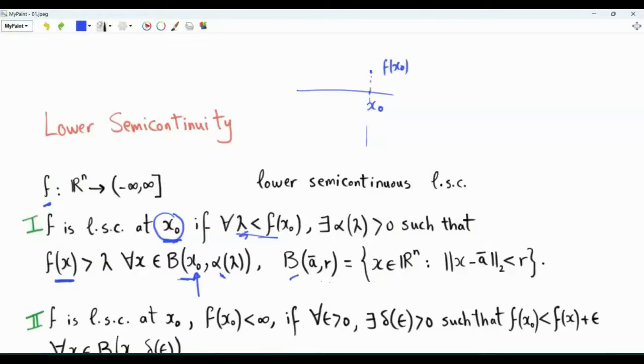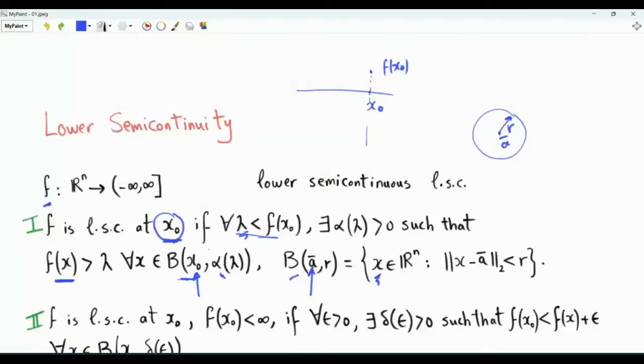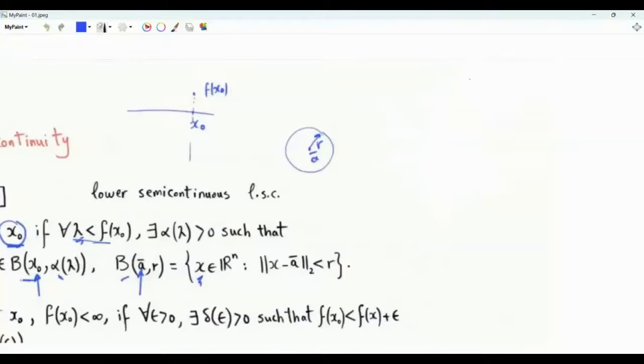The notation that I'm using here, B of a bar comma r. So this is in the n-dimensional space. This is a ball. The center is a bar, which is the first argument here, and the radius is r. This is the set of points x in the n-dimensional space that are at a distance from a bar that is strictly less than r. So this is what we will take as the main definition of a lower semi-continuous function. But now we want to find equivalent definitions that will be useful when we study convex analysis, optimization theory, and so forth. Before giving an alternative definition, an example of a lower semi-continuous function.